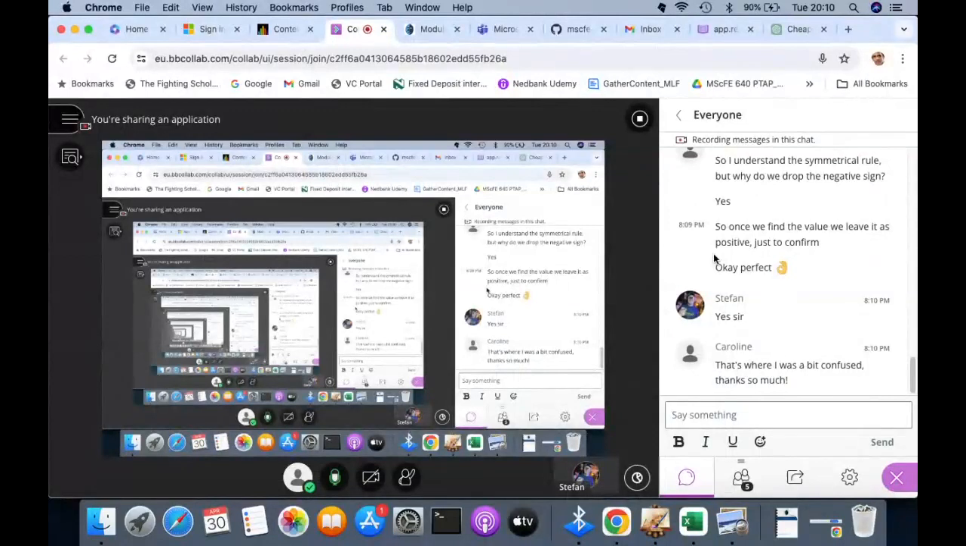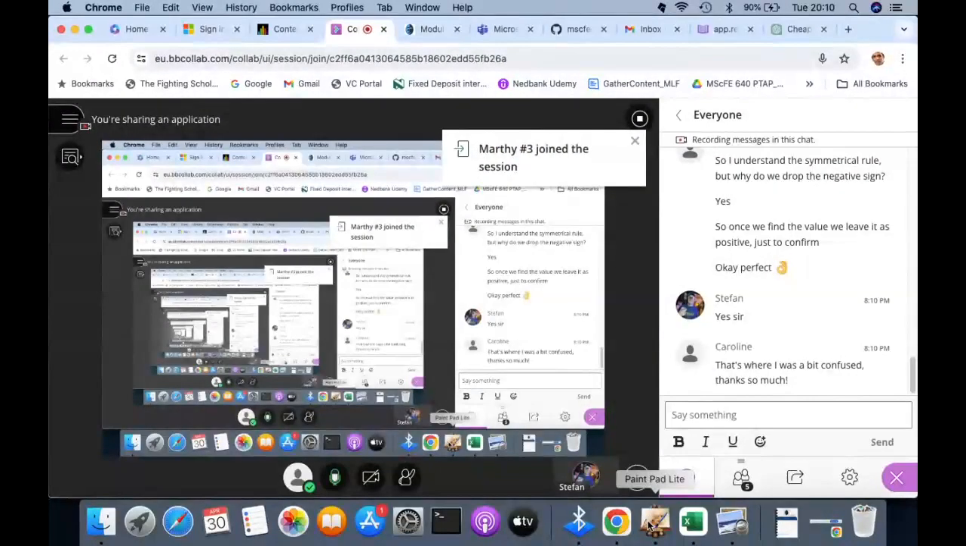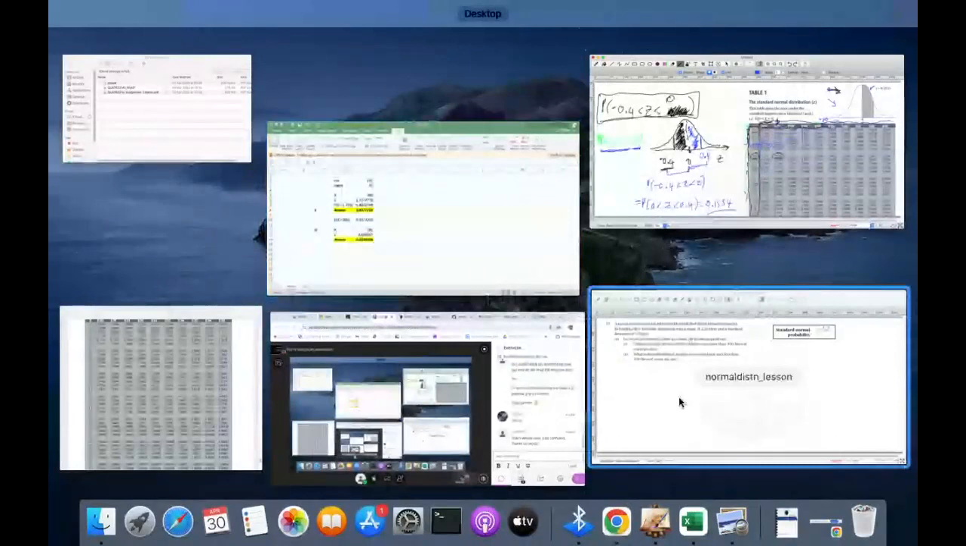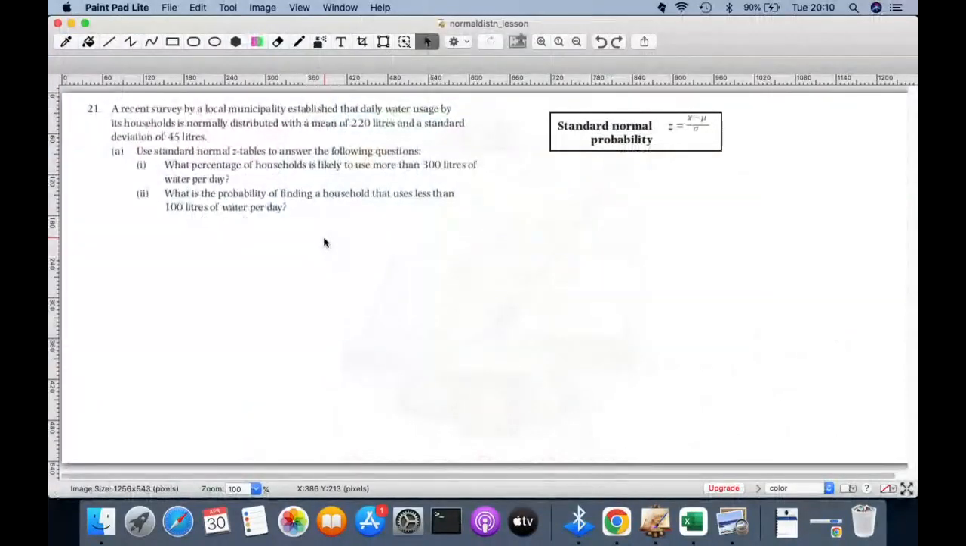That's where I was a bit confused. No worries. All right, now let's apply it to a real world problem. This is the kind of problem you can get in your exam. So let's read this question a bit.